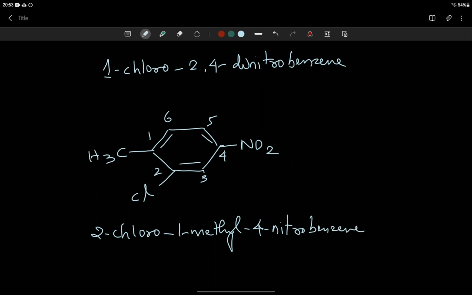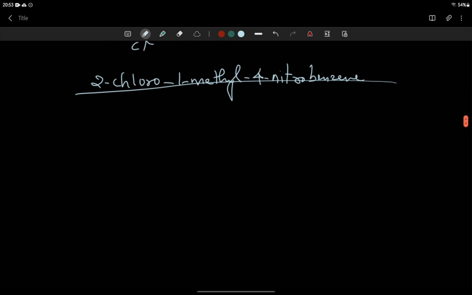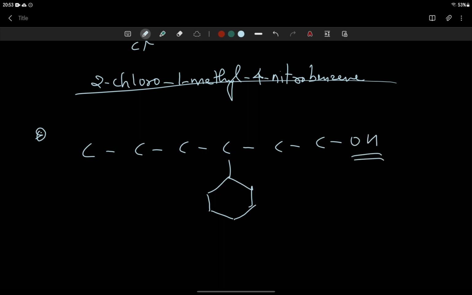Now there is another piece of information regarding this: if the benzene ring is attached to a chain that contains a functional group, then the ring is considered as the substituent and named as phenyl. If the benzene ring is attached to a carbon chain like this, and it is attached to a carbon like this, and then this carries a functional group, then the benzene ring as a substituent is named as phenyl.